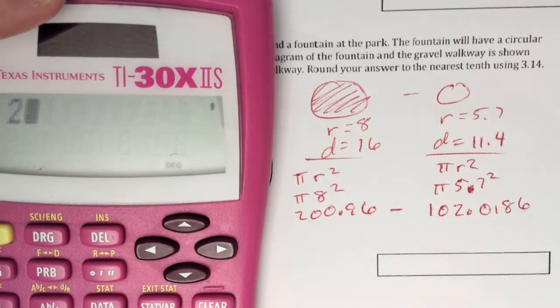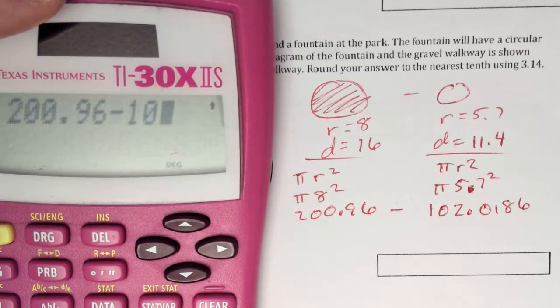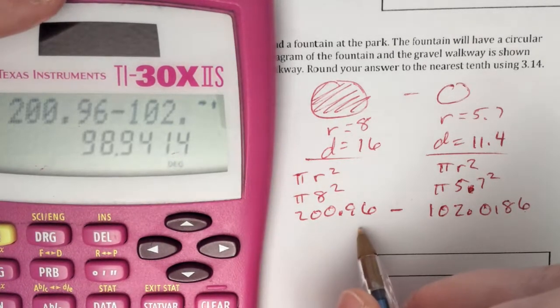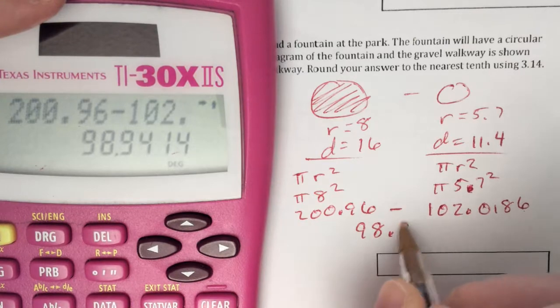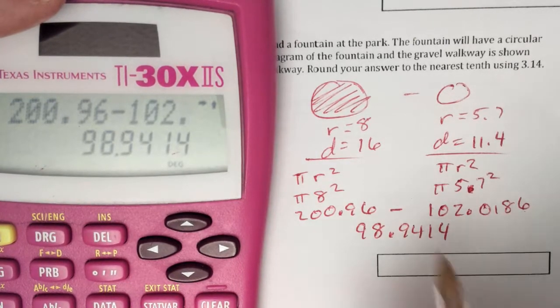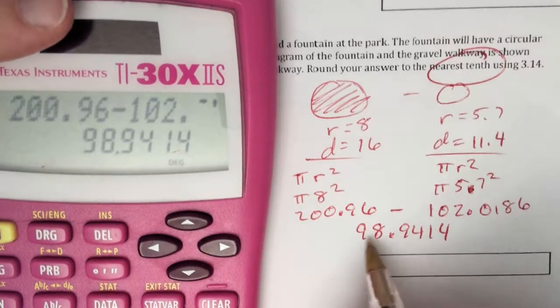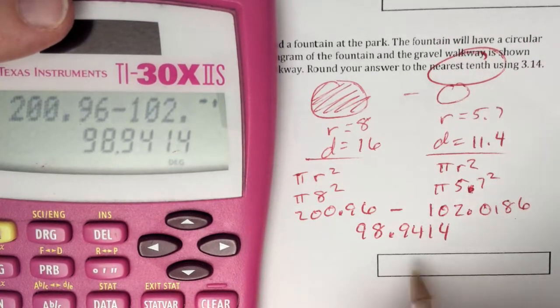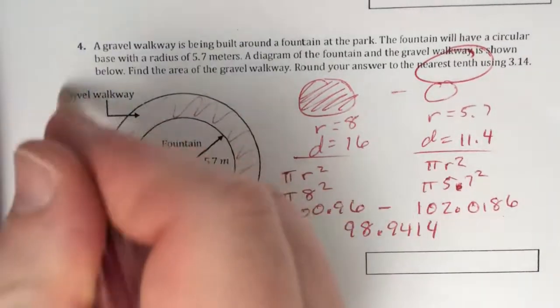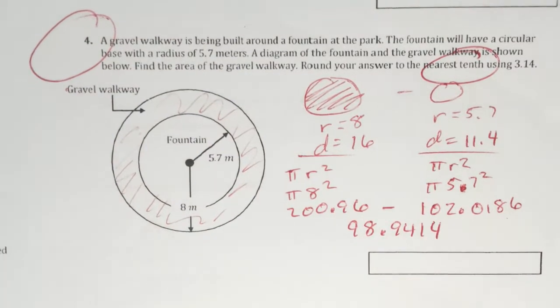Subtract them. So 200.96, notice we didn't round, minus 102.0186. So I subtract those two, and I get this number. Okay, now you round. And they said to round to nearest tenth. So take this decimal, round it to nearest tenth, type that in there. Okay, and it's your job to finish that up.